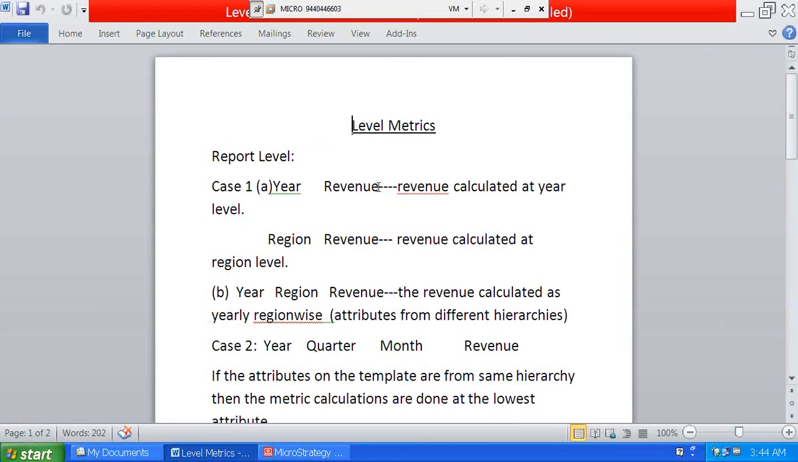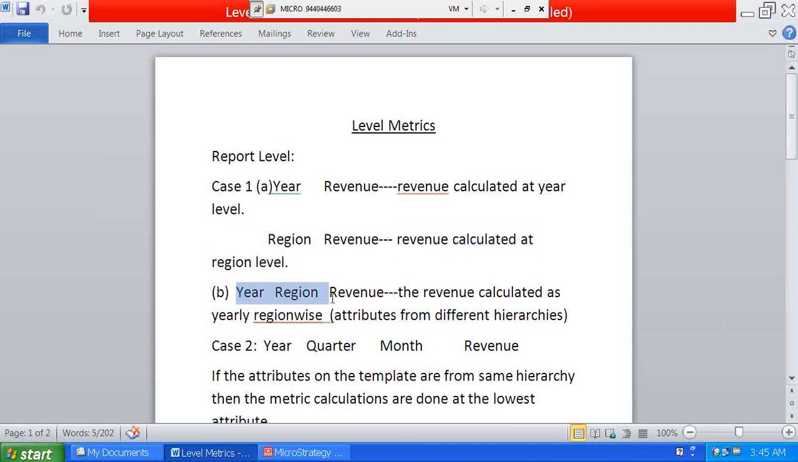Say, for example, just now I showed you revenue. Revenue is at report level, and in my report I have year. So revenue will calculate year wise, at the level of year, so yearly revenues I will get as values. If I have region in the template of my report, the revenue gets calculated region wise. If I have category, category wise. Like that, whatever attribute is there in the report, the calculation of the metric is done at the level of that attribute.